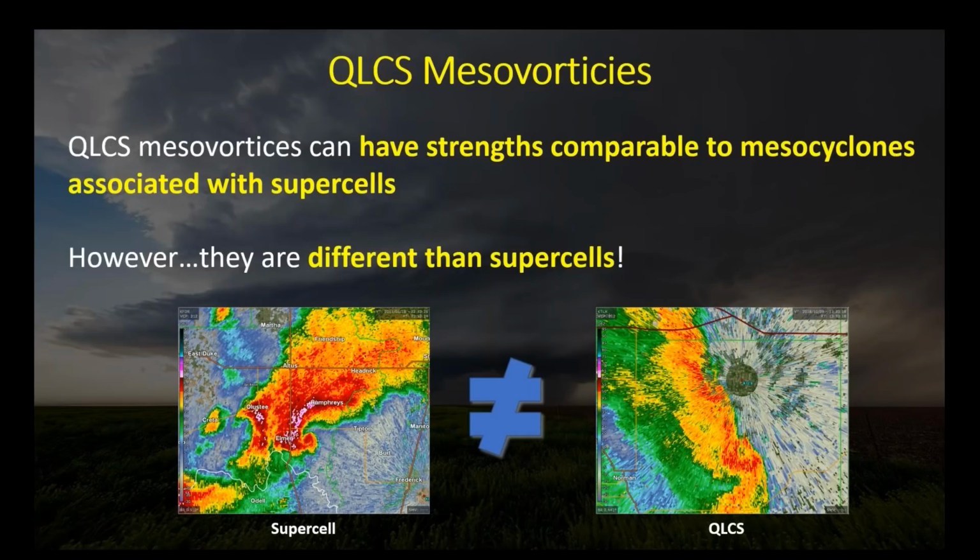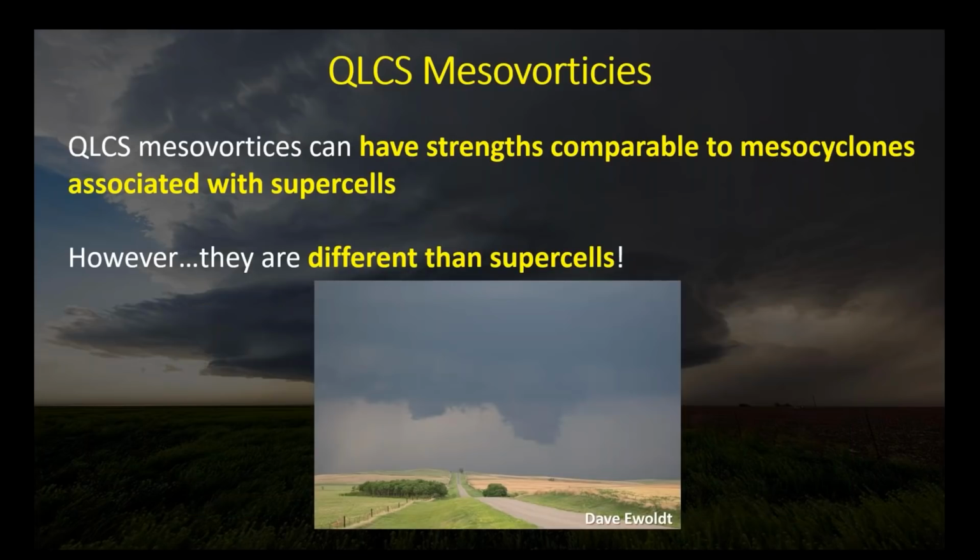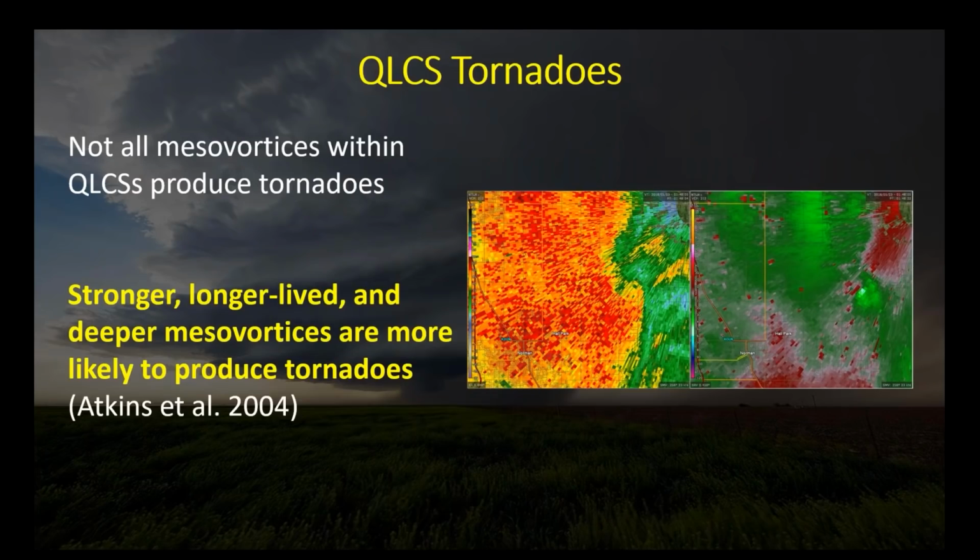So recall supercells have mesocyclones. Well, QLCSs can have mesovortices. QLCS mesovortices can have strengths comparable to mesocyclones associated with supercells. However, they are different than supercells. For that reason, visually, they often look a lot different than supercells. Don't expect to see the same structure. Don't expect to see updraft striations or curved inflow bands, and many times tornadoes will be rain wrapped in these situations.